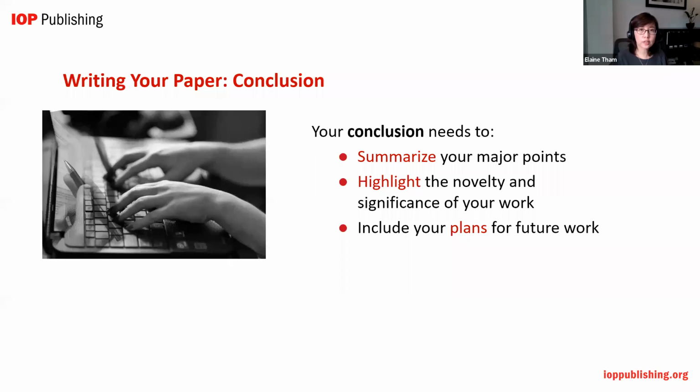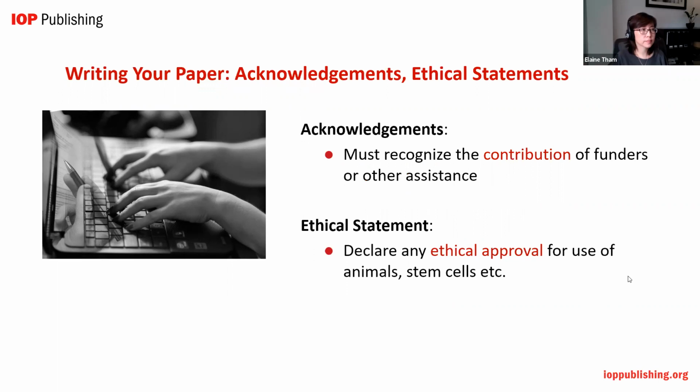And in your conclusion, you should summarize your major points, highlight the novelty and significance of your work, and also include any plans for future work. You should also recognize the contribution of your funders, grant information, etc., as well as any other assistance that was rendered to you in the acknowledgement section. You may also need to include an ethical statement, particularly for articles that report research involving humans or animals, or let's say stem cells.